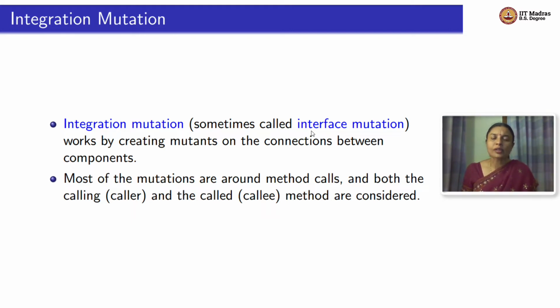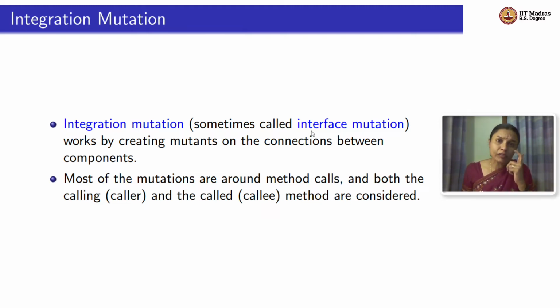So integration mutation looks at call interfaces, that is, a function calling another function, a method calling another method, returning of values. It's also called interface mutation because it focuses on call interfaces. It works by mutating the statements that correspond to the call interfaces. There are statements that are used as a part of the code of a function where another function call is done. Some parameters are passed and some values are returned back. So we consider specifically those statements. They correspond to the call interfaces and we work on mutations specific to those statements.